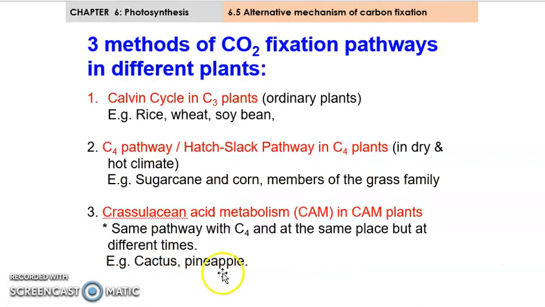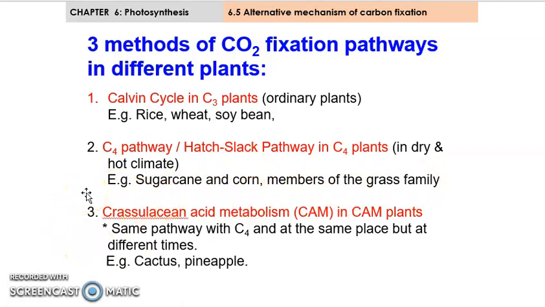Alright. Okay. So, 3 methods of carbon dioxide fixation pathway in different plants. Okay, so yang kita dah discuss sebelum ni adalah Calvin cycle in C3 plant. So C3 plant is the ordinary plant. Okay, so awak mesti kena tahu the example of the C3 plant. So the examples are rice, wheat and also soybean. Okay, so the another pathway that also involves the carbon dioxide fixation. The first one we call as C4 pathway or Hatch-Slack pathway in C4 plant. Okay, maksudnya untuk C4 plant ni kita panggil pathway dia sebagai C4 pathway. Okay, and then usually this plant lives in dry and also hot climate. So the examples of the C4 plant are sugarcane and also corn. Okay, and also members of the grass family.